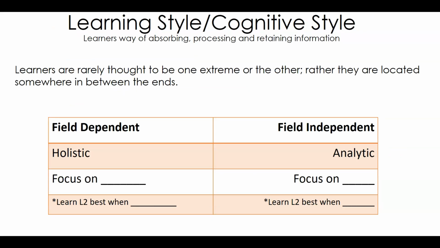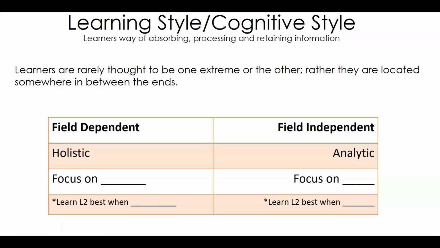So let's take a look at learning styles and cognitive styles. What do we mean by that? Well, I'm defining that really as learners' way of absorbing, processing, and retaining information. So learners are rarely thought to be one extreme or the other. Rather, they're located somewhere in between the ends. So when we talk about learning style or cognitive style, we're talking about either field dependent or field independent.